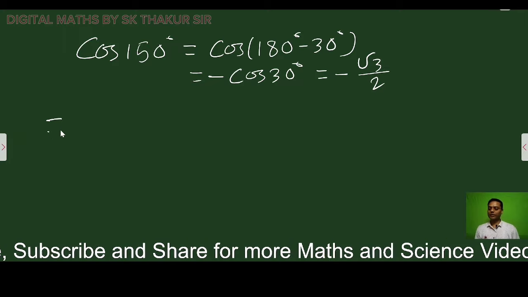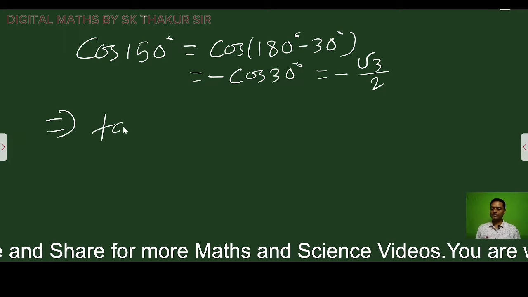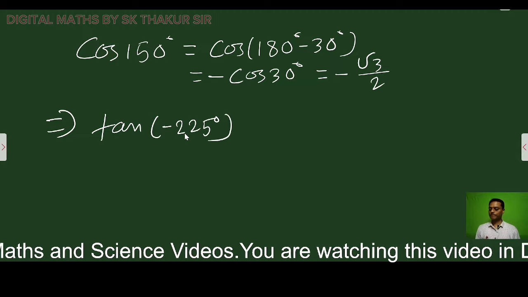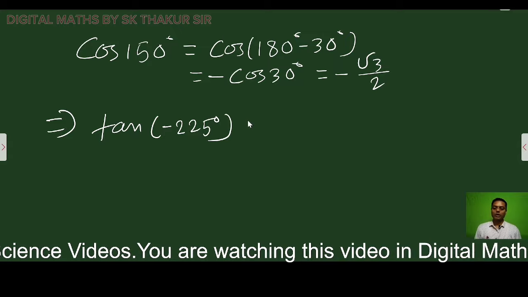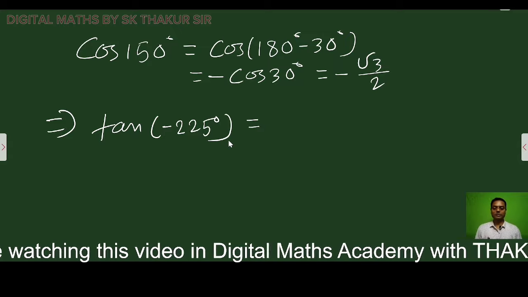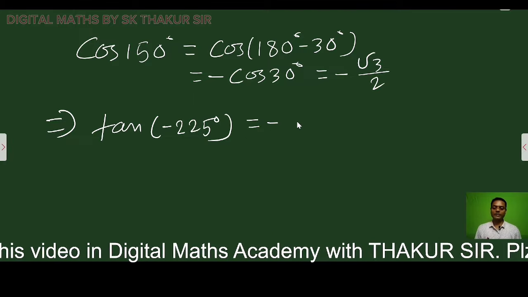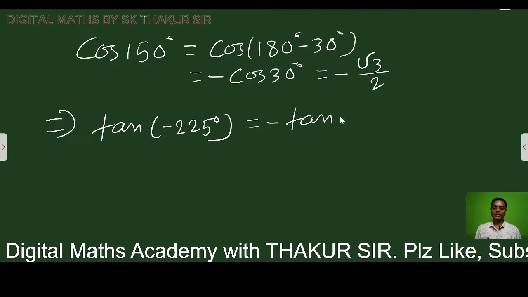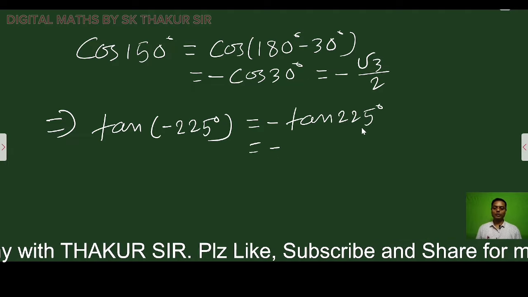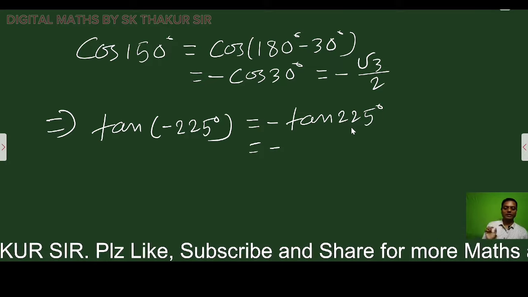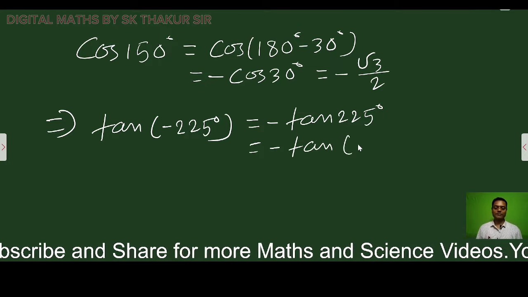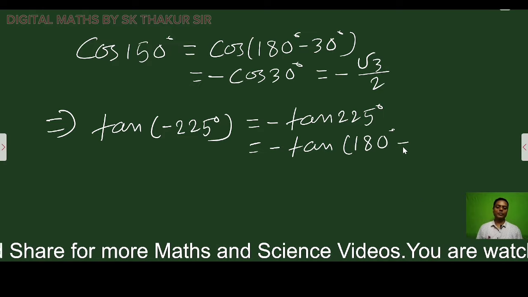Let's take the second value, that is tan minus 225 degree. As here is a negative angle, except cos and sec all have negative value only, so we can write here minus tan 225 degree. Now tan 225 degree lies in the third quadrant, so we can write here tan of 180 degree plus 45 degree.